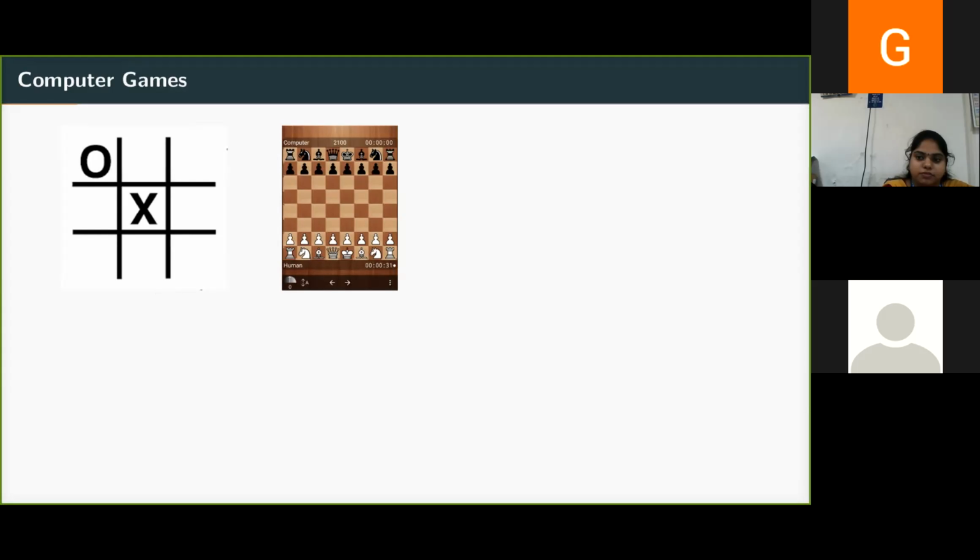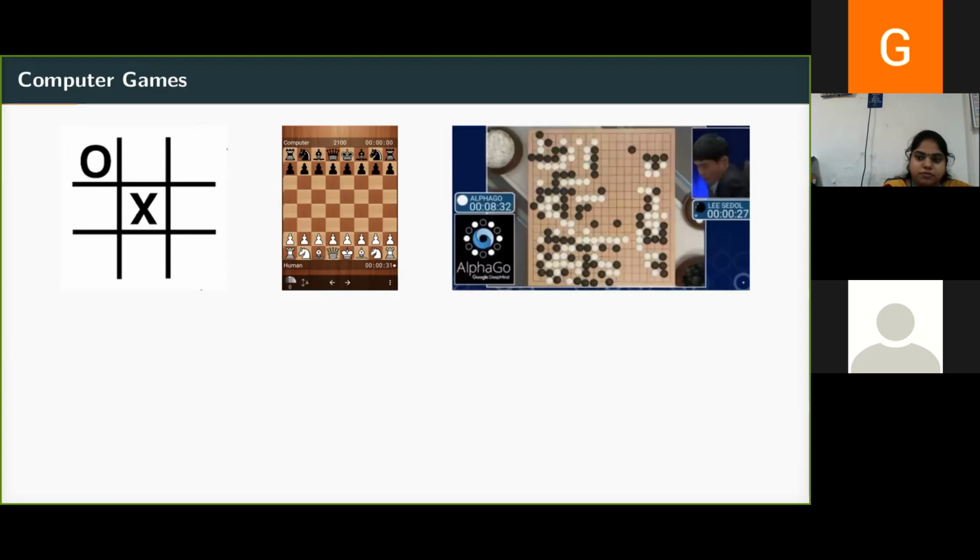But the moment you go to chess, the number of boxes and the number of pawns are so many that writing rules will become very difficult. Then the other game is Go. This is a game from the East, Japan, China, somewhere, where people try to encircle the opponent.